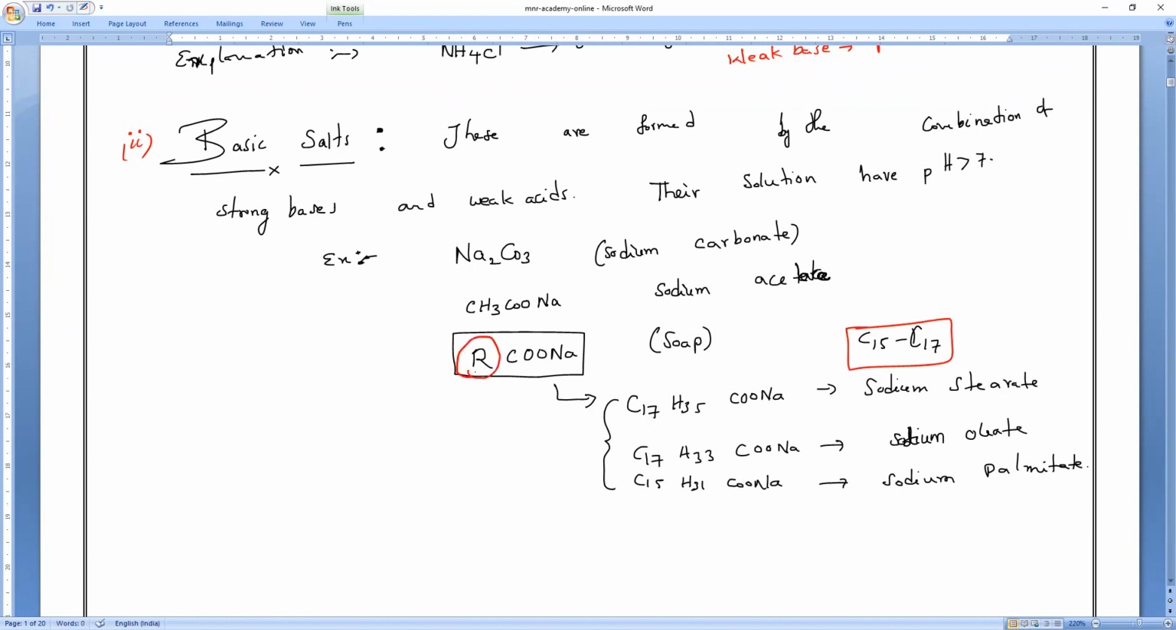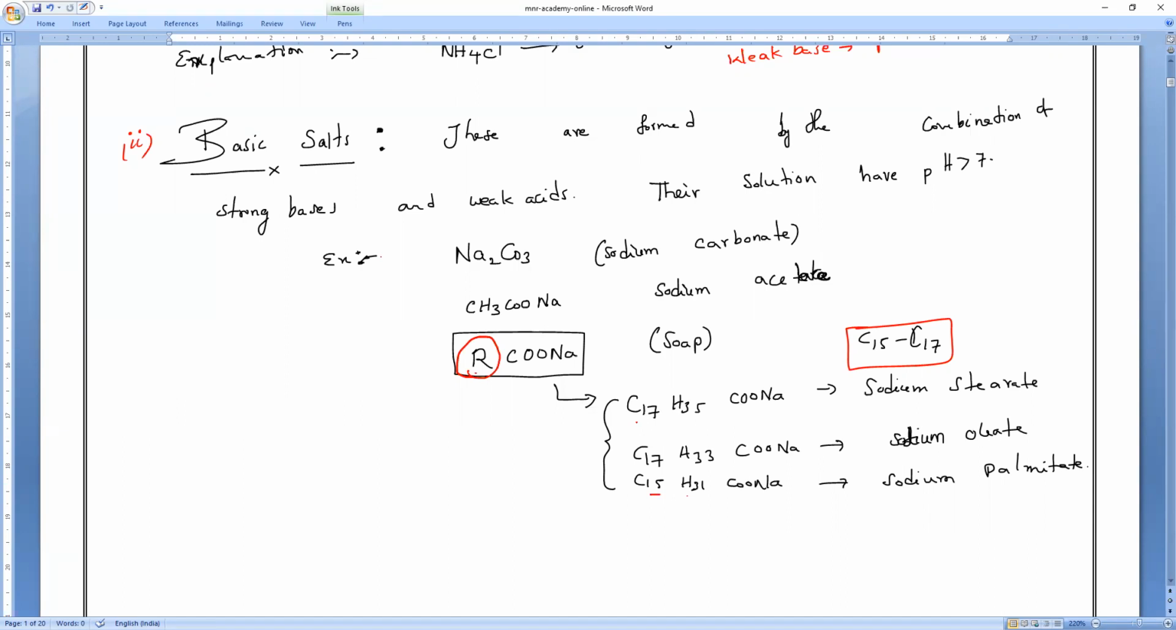What do you mean by R? R means C17H35 or C17H33 or C15H31. Clear, everyone? If you don't want to write it, you can leave it also. Nothing wrong. Understand everybody?